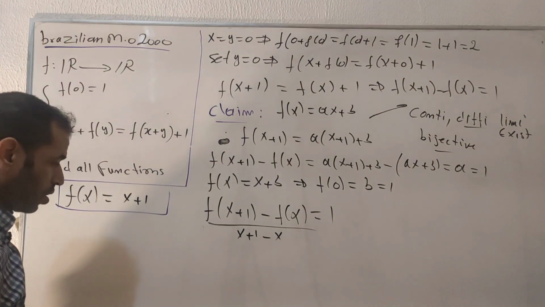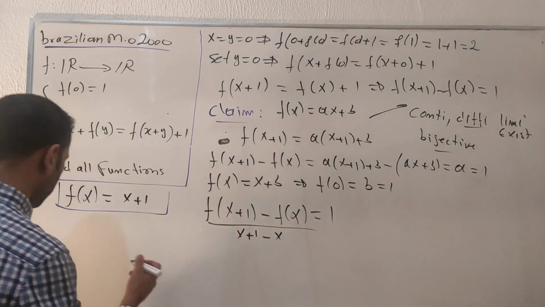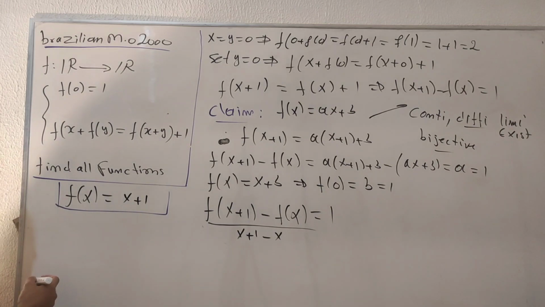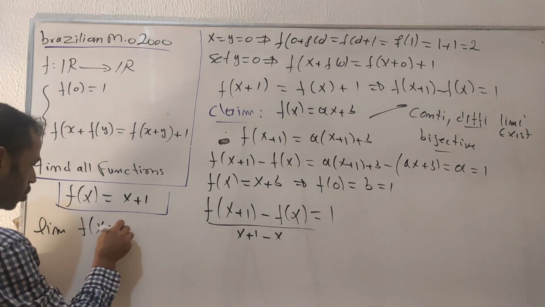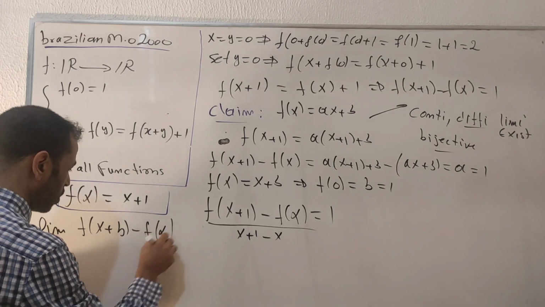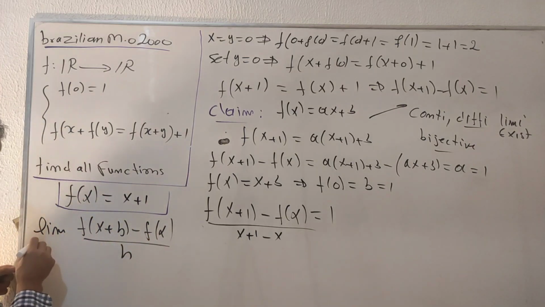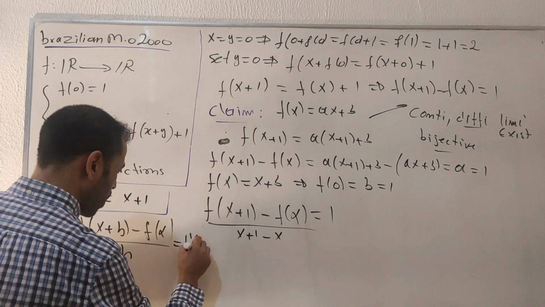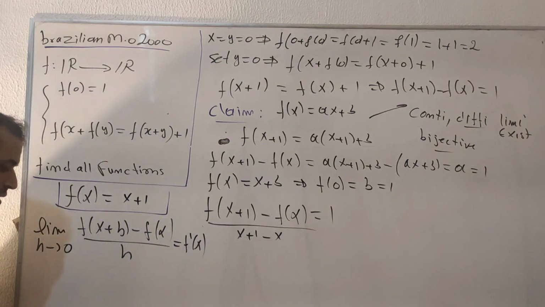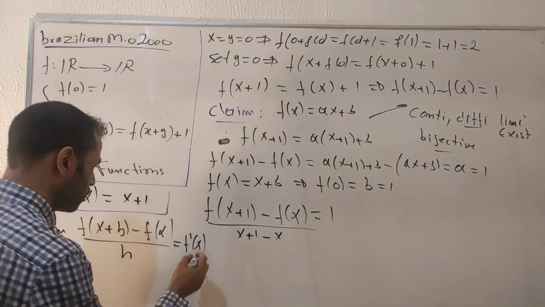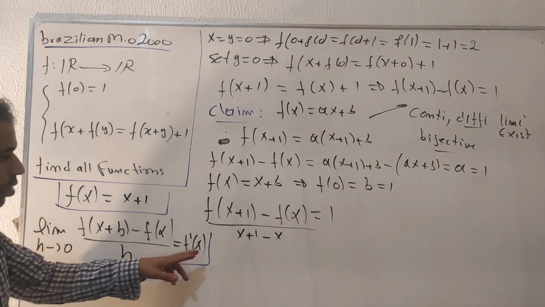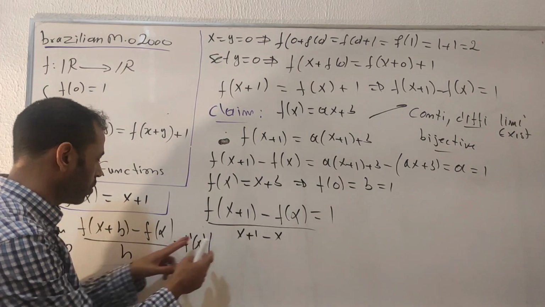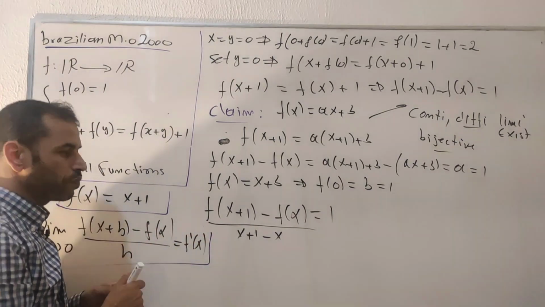Let me remind you about a very important definition regarding differentiability for the function. We know the limit of f of x plus h minus f of x over h, as h approaches 0, equals f prime of x. This is the differentiability definition for the derivative function. So let's apply the same here, putting it in this form.